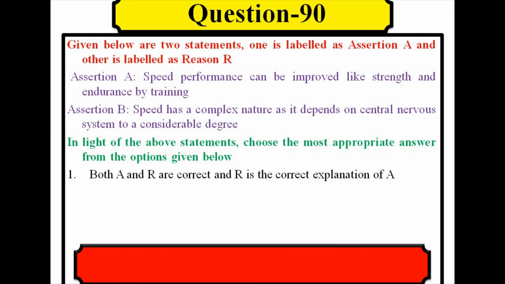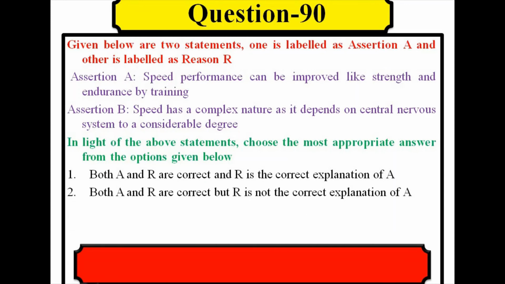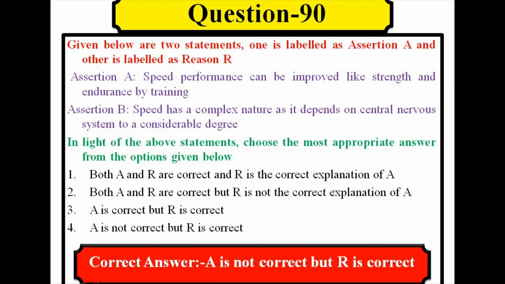Both A and R are correct and R is the correct explanation of A. Both A and R are correct but R is not the correct explanation of A. A is correct but R is not correct. A is not correct but R is correct. Correct answer: A is not correct but R is correct.